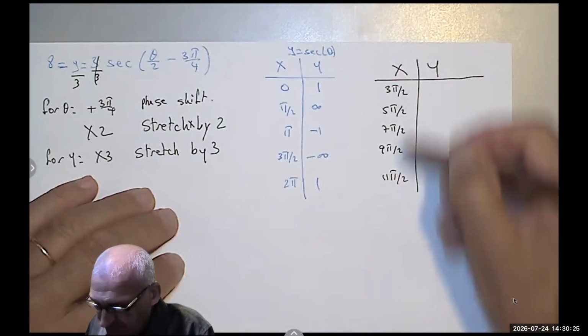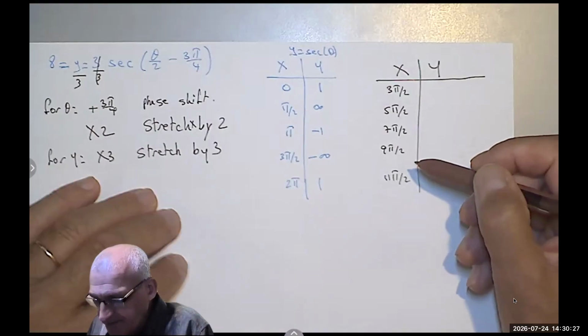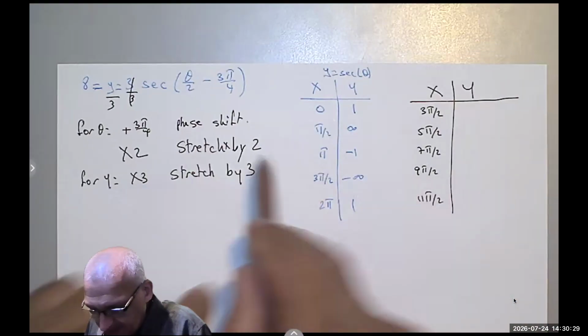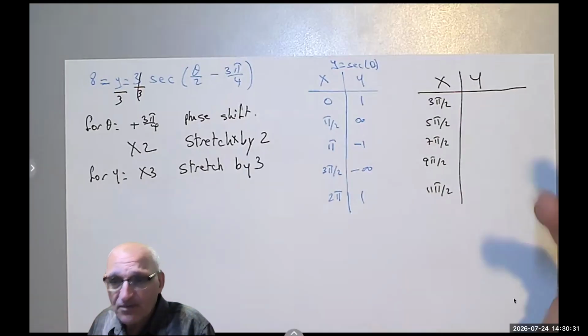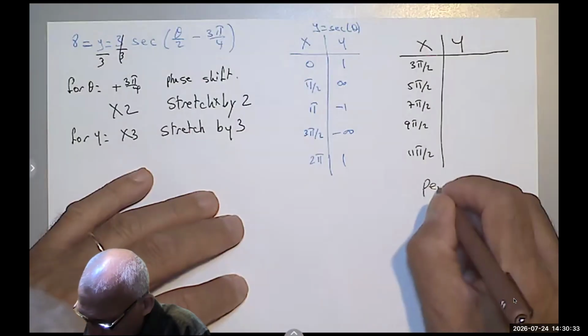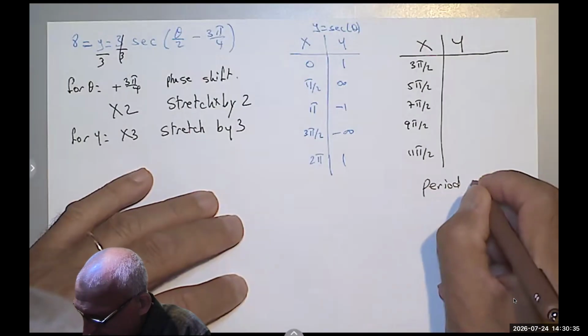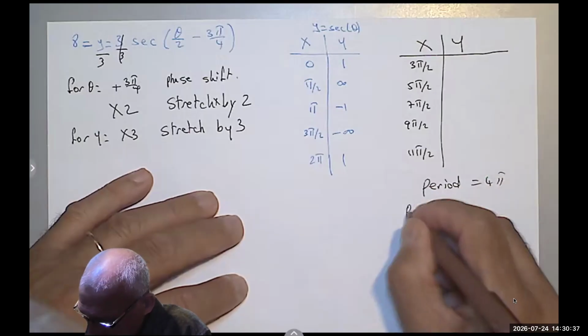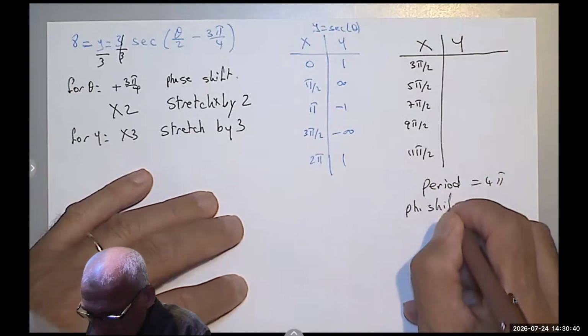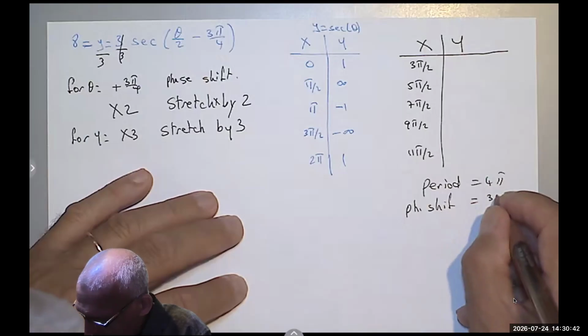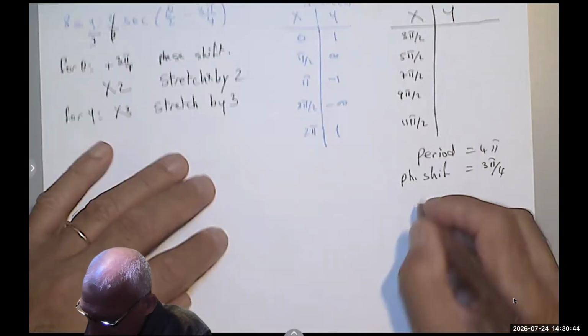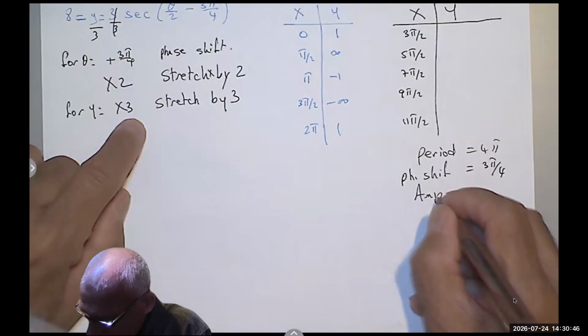And sure enough, the difference is 4 pi. Why? Because the original was 2 pi, and I stretched it by 2, so it became 4 pi. Period is 4 pi. Phase shift is 3 pi over 4. Amplitude is 3.